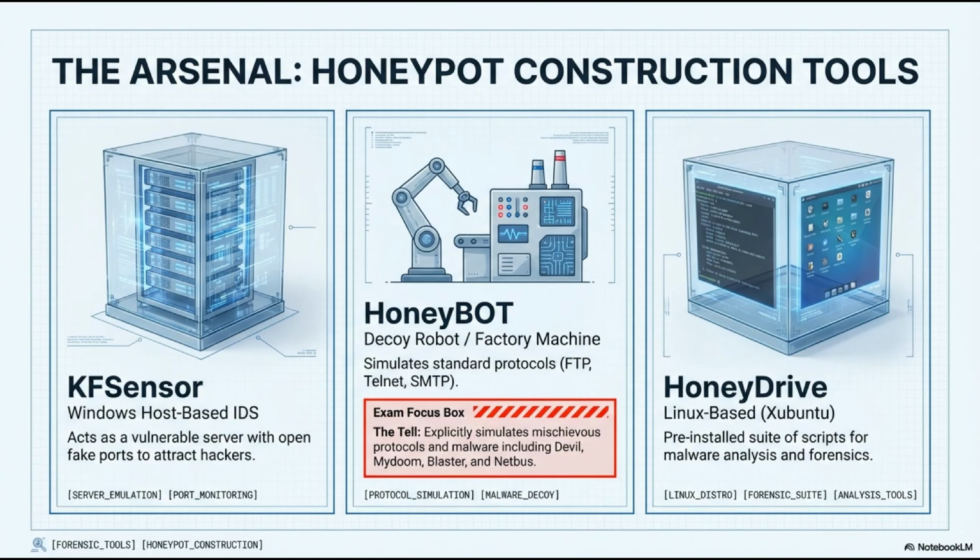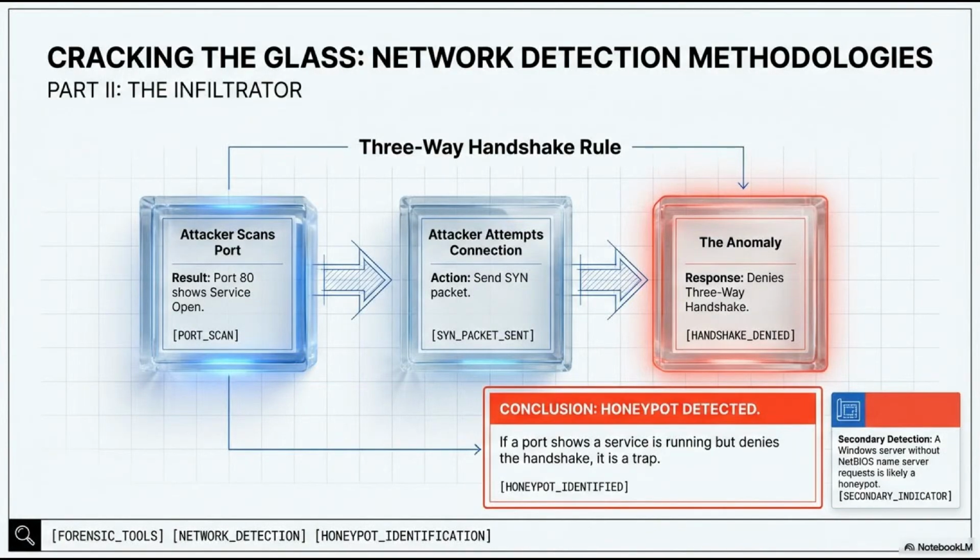Okay, we've built the trap. We've got our cardboard cutouts and our undercover cops. Now let's flip the script. Let's move to slide 5. Cracking the glass. Right. We are now the attacker. Right. Part 2, the infiltrator. The premise is simple. If a honeypot can be detected, it can be evaded. Attackers are constantly probing to see if the server they're on is real or a simulation. And if they know it's a trap, they'll either leave or, worse, feed you bad data.